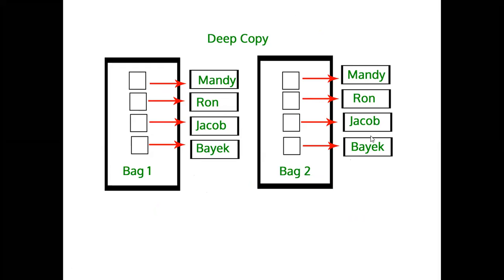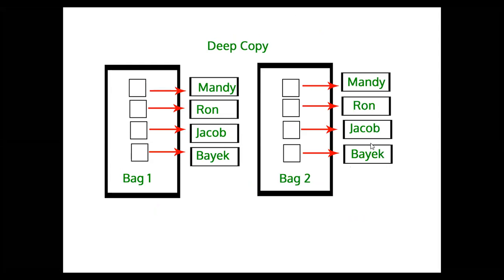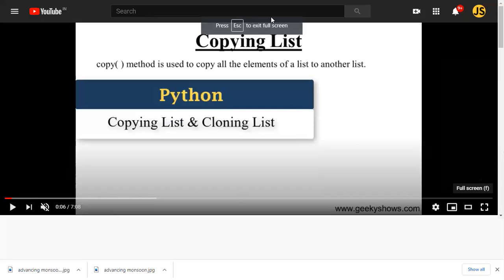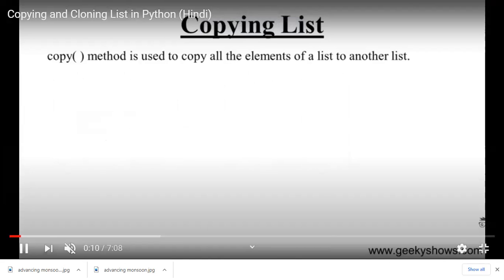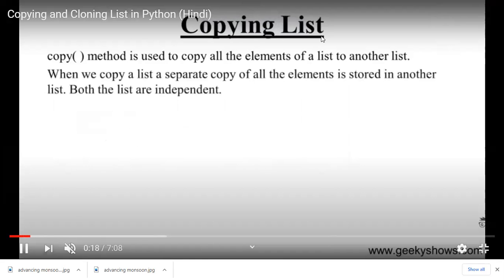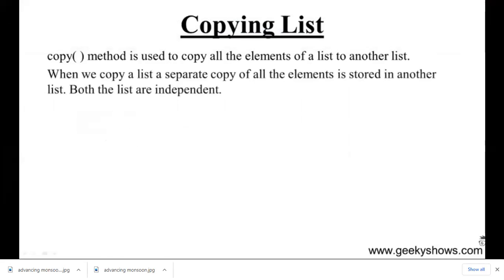Now I want to teach you one more thing. I want to teach you the difference between cloning and copying. The copy method is used to copy all the elements of a list into another list. When we copy a list, a separate copy of all the elements is stored in another list. Both the lists are independent.